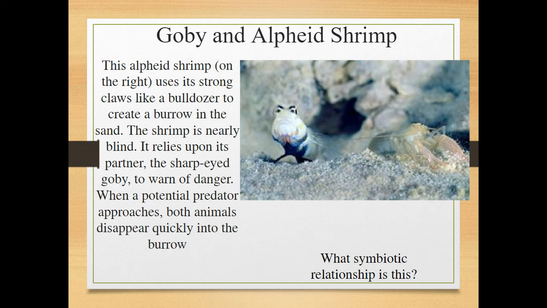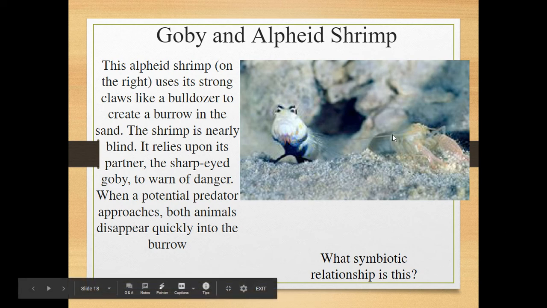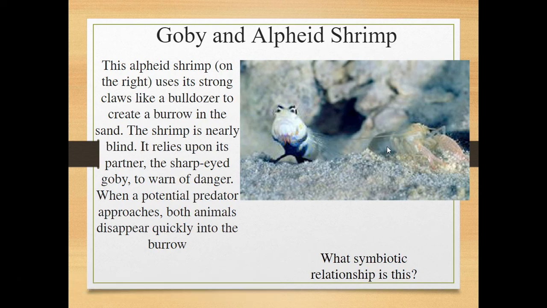Only one benefits there. The goby and the alpheid shrimp. The alpheid shrimp uses its strong claws like a bulldozer to create a burrow in the sands. The shrimp is nearly blind. It relies upon its partner, the sharp-eyed goby, to warn of danger. When a potential predator approaches, both animals disappear quickly into the burrow.